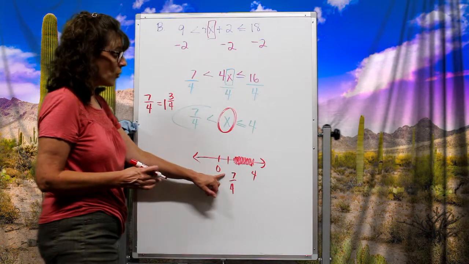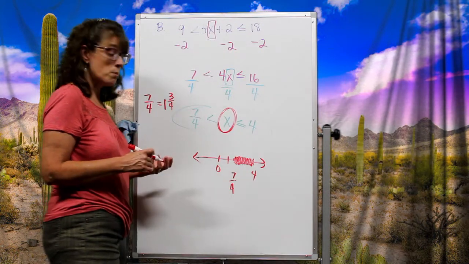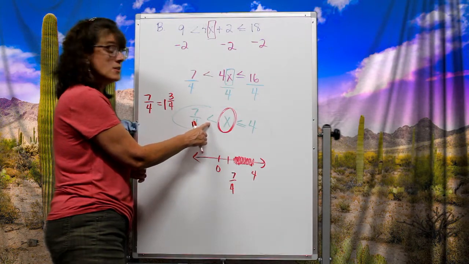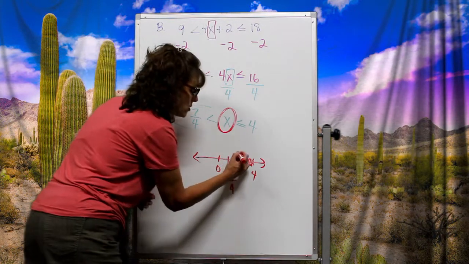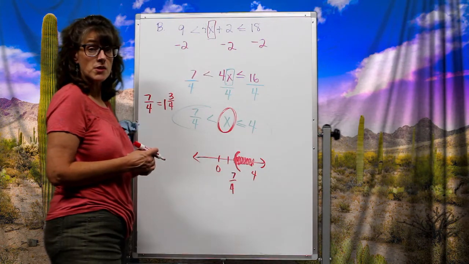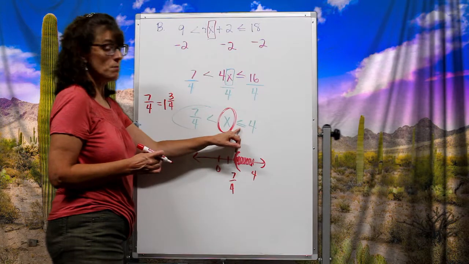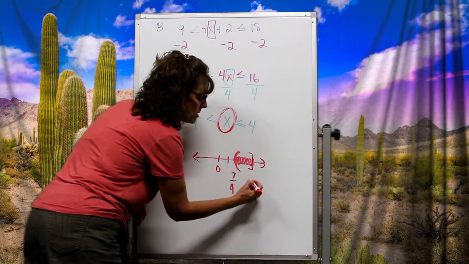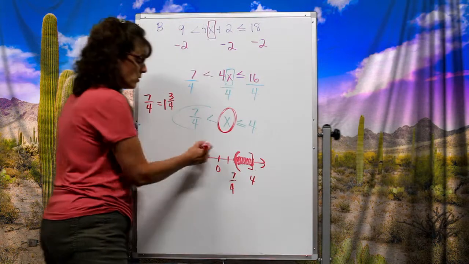Now, that 7/4, does it get a parentheses or a bracket? You're right. It gets a parentheses because there is no equal to part. So parentheses here. And how about that 4? Does it get a parentheses or bracket? Yep, bracket because of the equal to part. And so here is my picture representation of that solution.